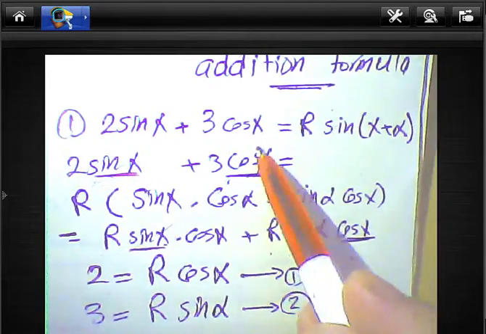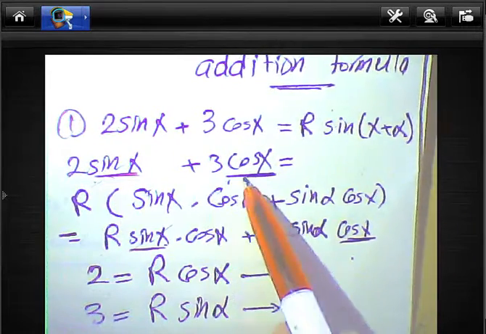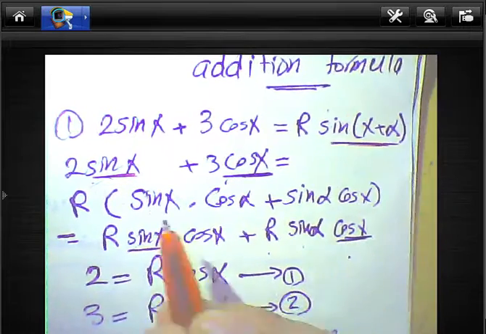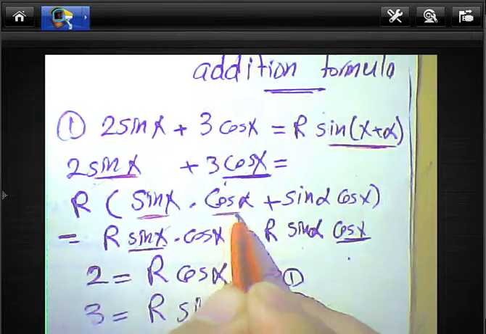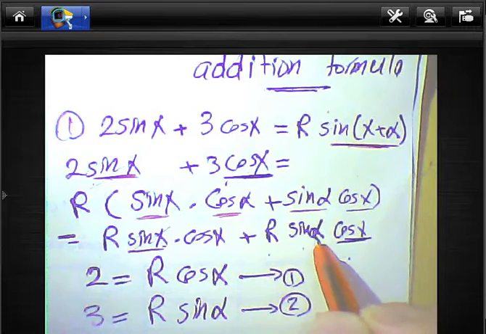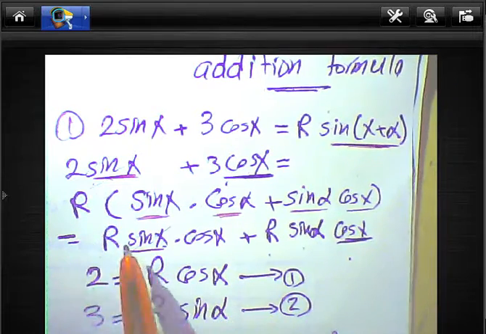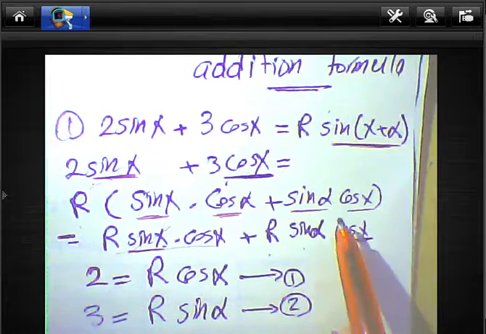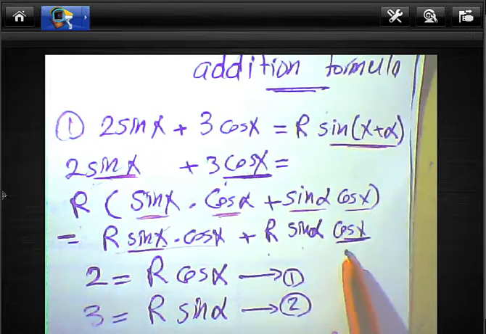First we can write 2 sine x plus 3 cosine x equals r times sine of x plus alpha, and sine of x plus alpha we can write as sine x cosine alpha plus sine alpha cosine x. And using the distribution property, we multiply r by the first expression and r by the second expression.